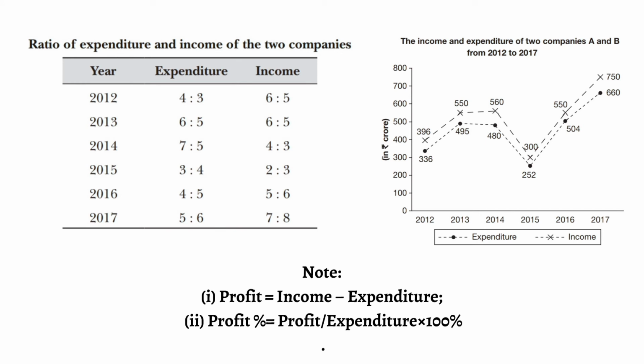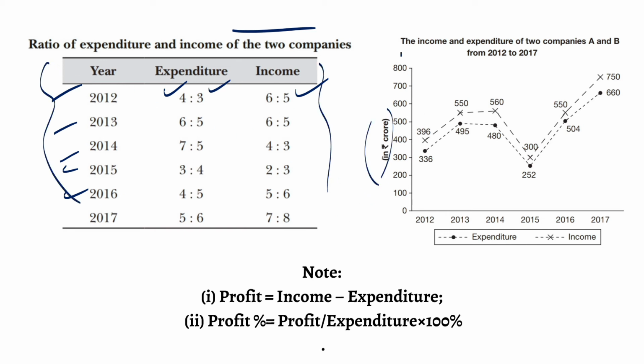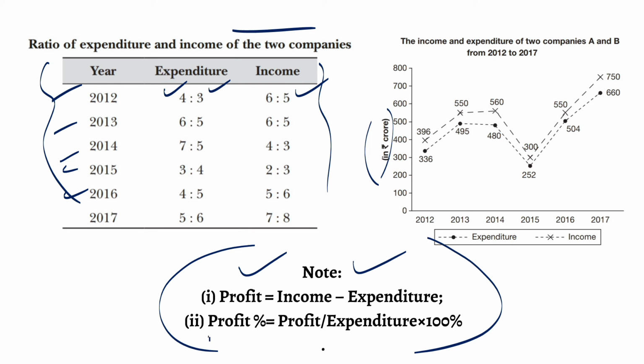This is the final graph. If you observe here, the ratio of income and expenditure of the two companies is given. This is for company A and company B. This is the ratio of expenditure, and this is the ratio of income of particular years, right? And this one is the income and expenditure of the two companies A and B from 2012 to 2017. This is direct income in crores. This is the income and expenditure in value, and a note is given in the question: profit is equal to income minus expenditure. We know that profit percentage is equal to profit by expenditure into 100.